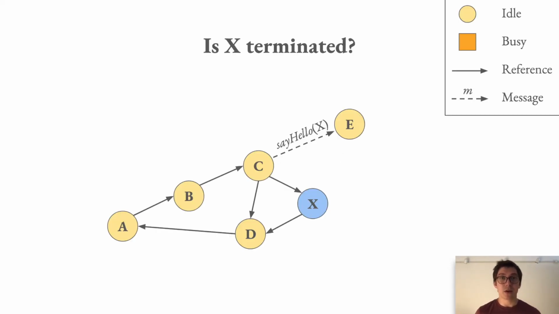So here we see that all the actors that can reach X are blocked, except now there's a message to another actor E containing a reference to X. And here X might not be terminated because when E gets the message, it'll be unblocked and it'll have a reference to X. So the moral of the story is that it's not enough to just look at each actor's local state. We need to also consider messages that are in flight.